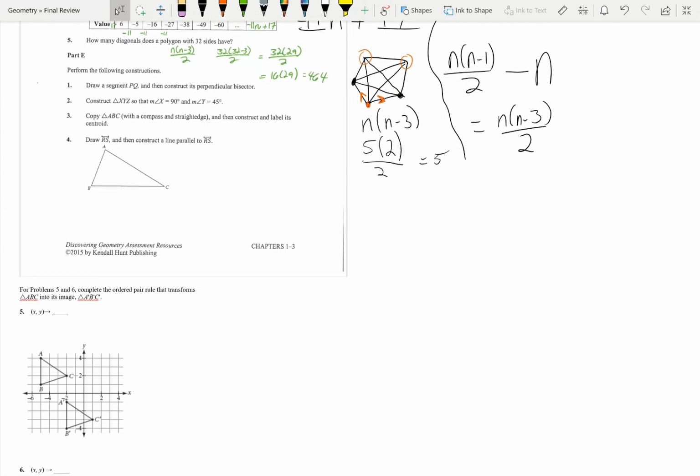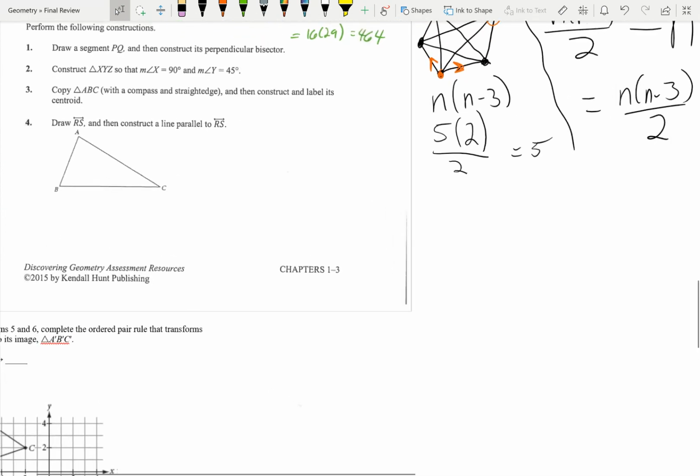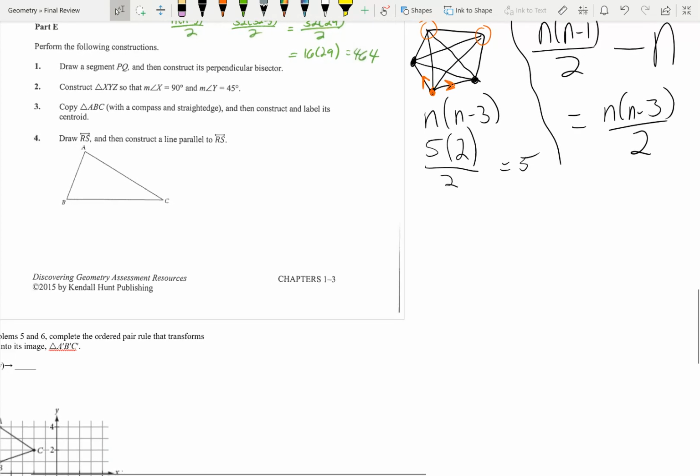So with part E, we'll have some basic construction questions on the final. And so you should know how to do a perpendicular bisector and the other basic ones we've done. Nothing too complicated, but there will be some on there.